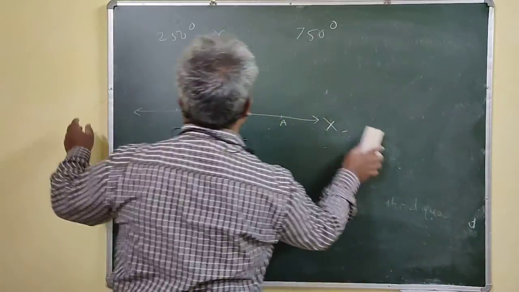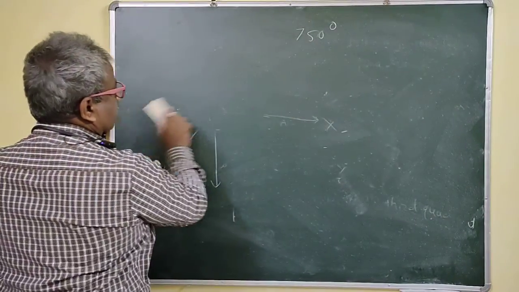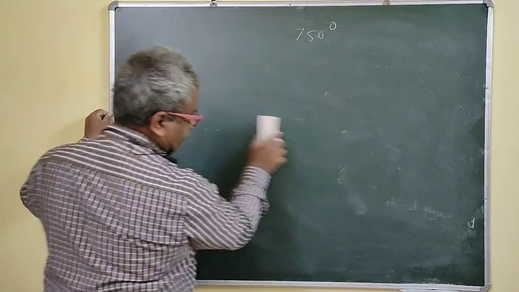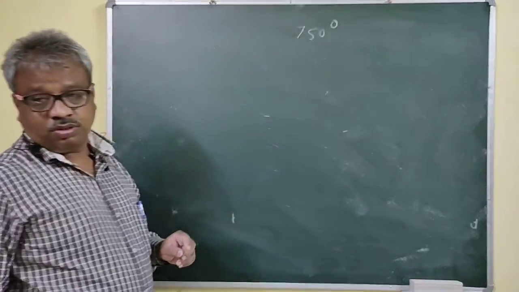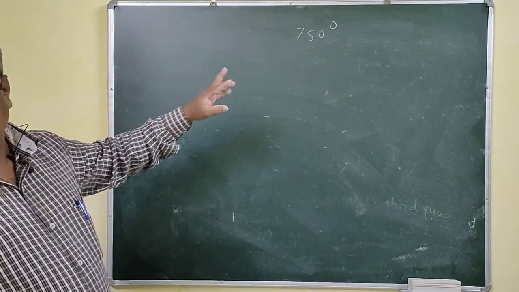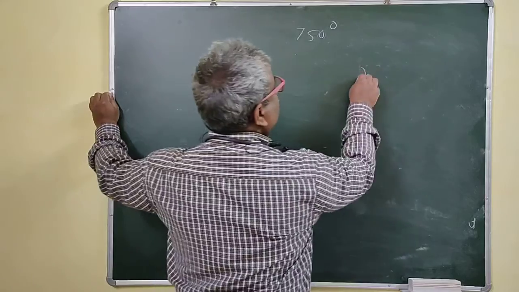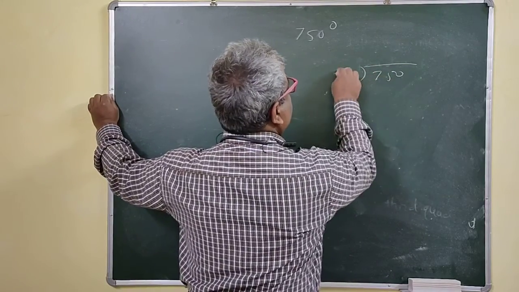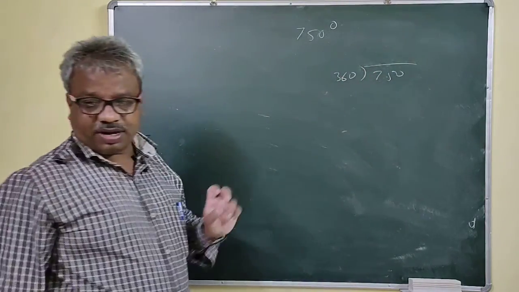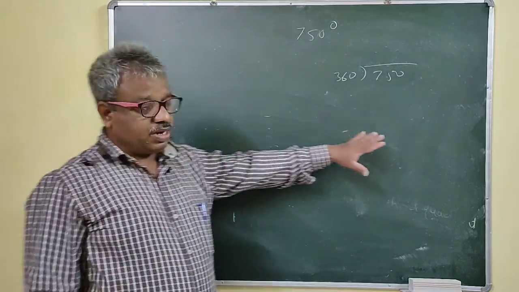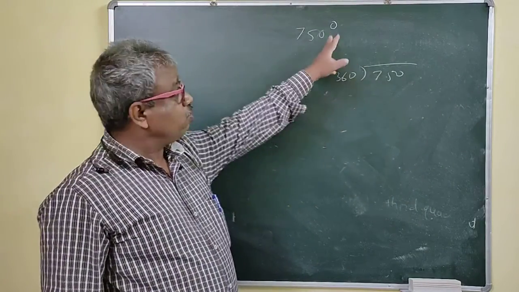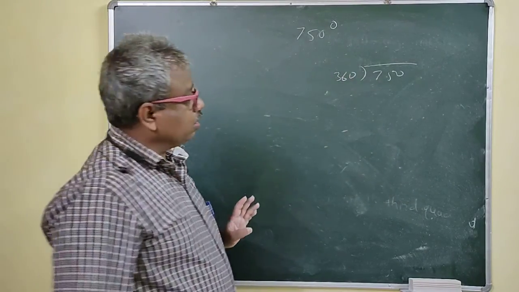Now 750 degree is greater than 360 degree. So what do we have to do? We have to divide by this, right? Do this small calculation. Just find the remainder, right? The remainder lies in that quadrant, then your whole angle lies in that quadrant.